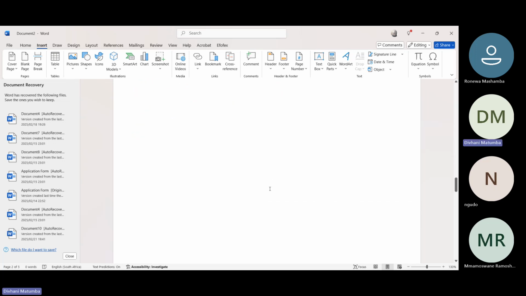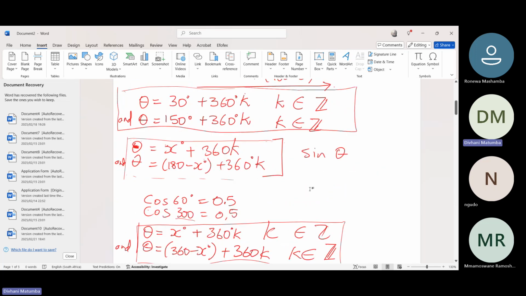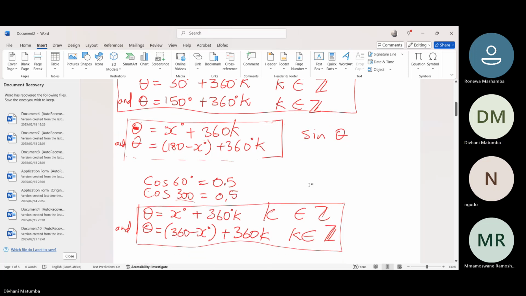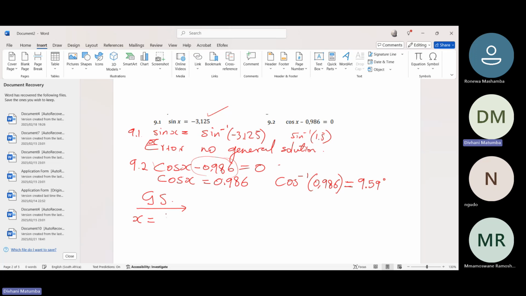Let me show you where my general solutions were. This is for sine theta. This is for cos theta. We are dealing with a cos, so the first general solution will be the angle plus 360. The angle that we got is 9.59 plus 360 degrees k, where k is the element of all real numbers.